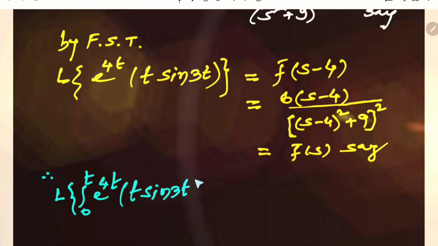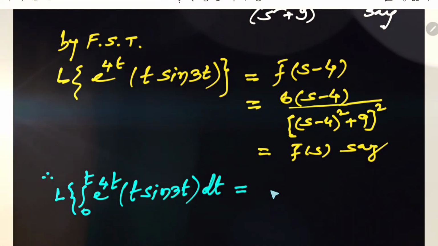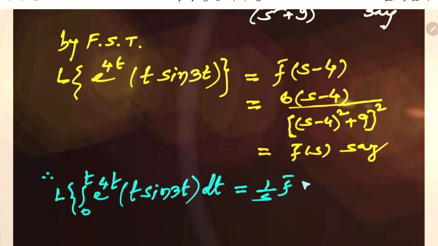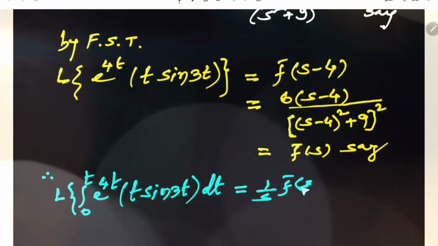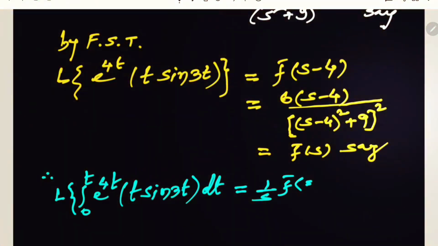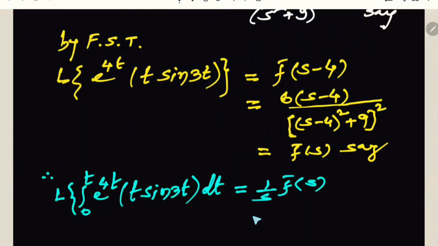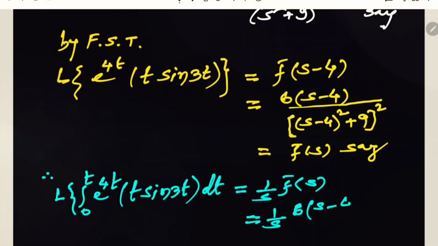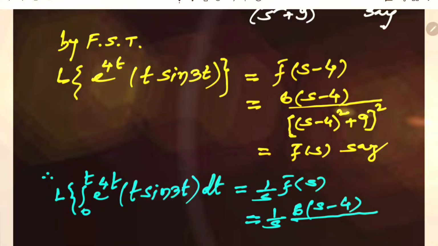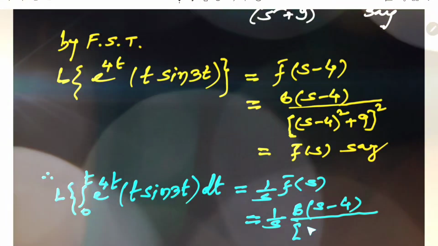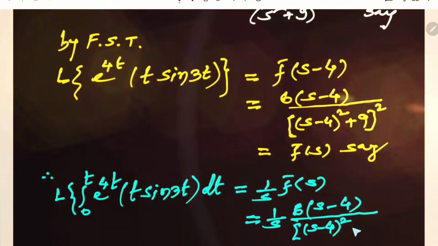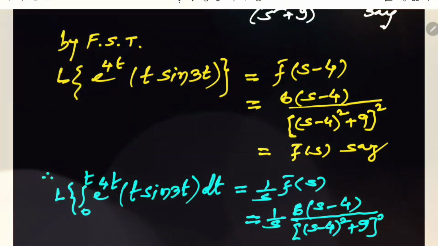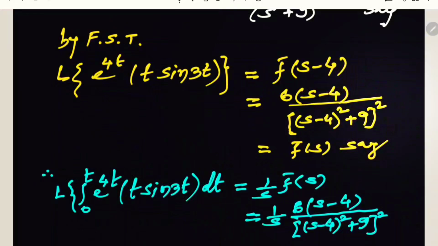and its integration with respect to t is 1 by s into f bar of s, finally f bar of s. And therefore, substituting the value of f bar of s, we get 1 by s multiplied by 6 (s minus 4) in bracket divided by (s minus 4) whole square plus 9 in bracket square, as the required answer of this second problem.